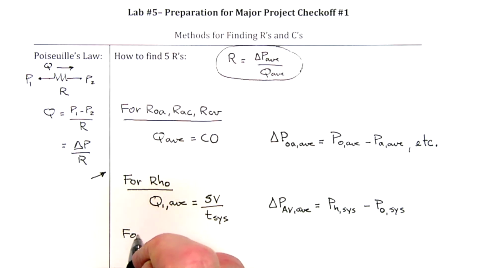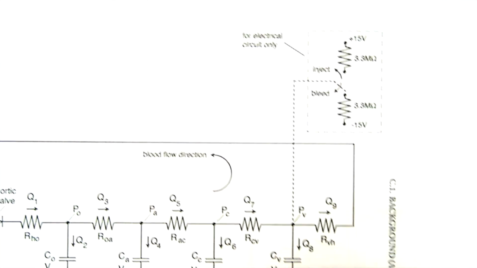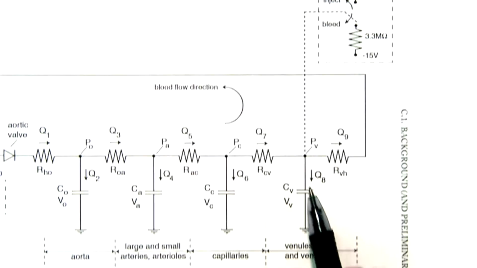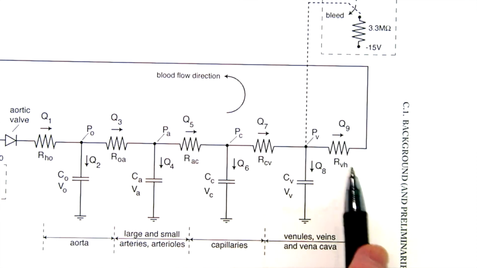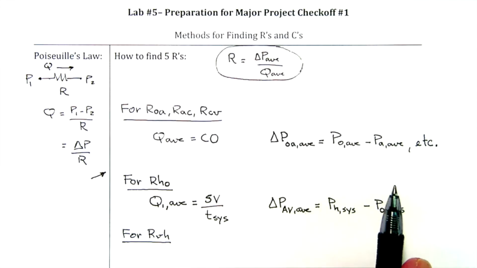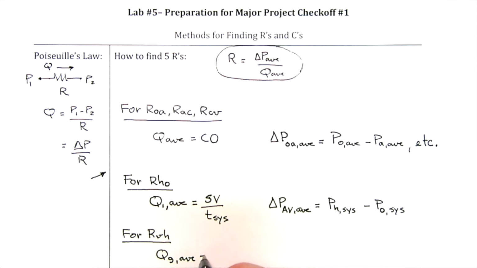How about the last of the 5 resistances, R sub VH? That one represents the mitral valve, R sub VH, the pressure drop between the veins and the heart. Q9 flows through it. So I'm going to say that Q9 on average is again just the stroke volume divided by the time of diastole, which we just found a second ago.